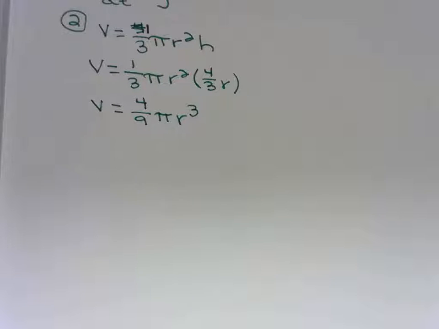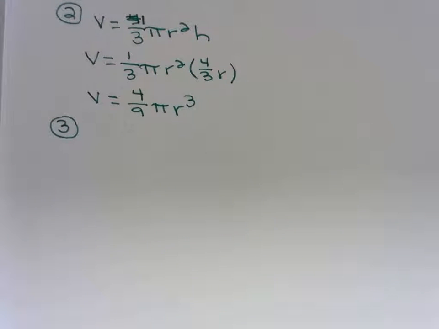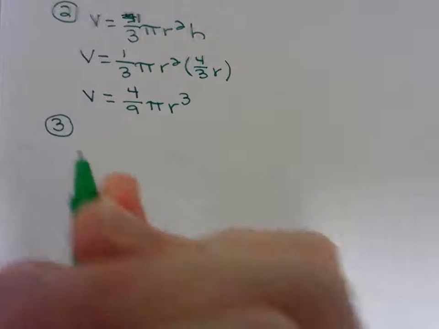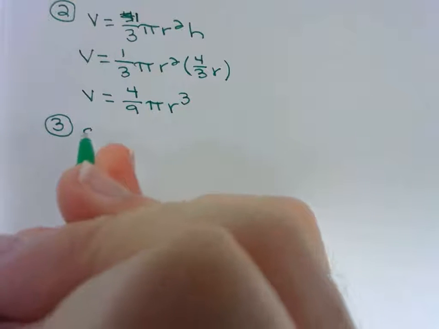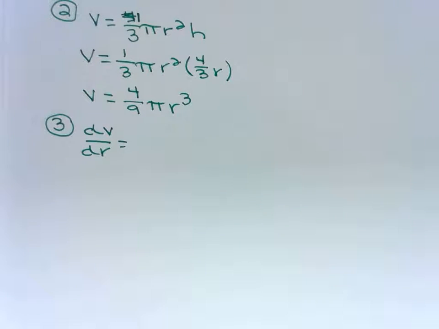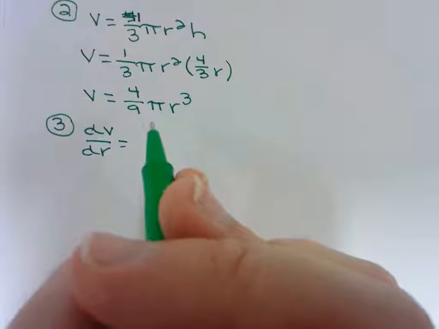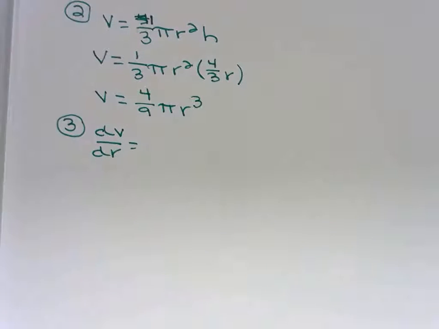Volume, radius. Third step is what? Take the derivative. When I take the derivative of v, that's dv over dr, because r is inside here. When I take the derivative of this, don't be worried about the pi. It's not necessarily product rule because the pi is just a constant. It's not like having an x there where we have to do a product rule. So what would be the derivative of 4/9 pi r cubed?